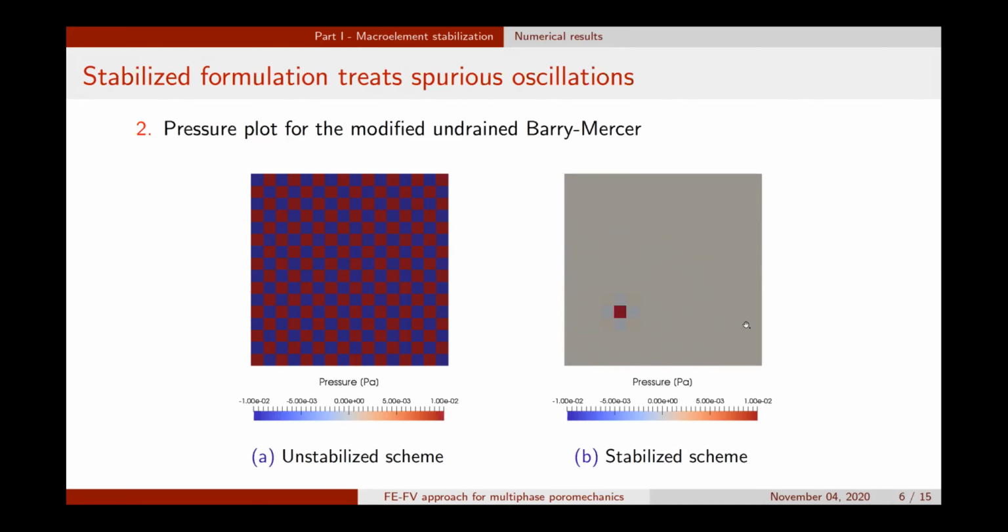Everywhere we have a zero pressure. At the very beginning of the simulation, the pressure is zero everywhere except at the point where we are applying the pressure. So we can see how the stabilized formulation treats the spurious oscillation in that case.